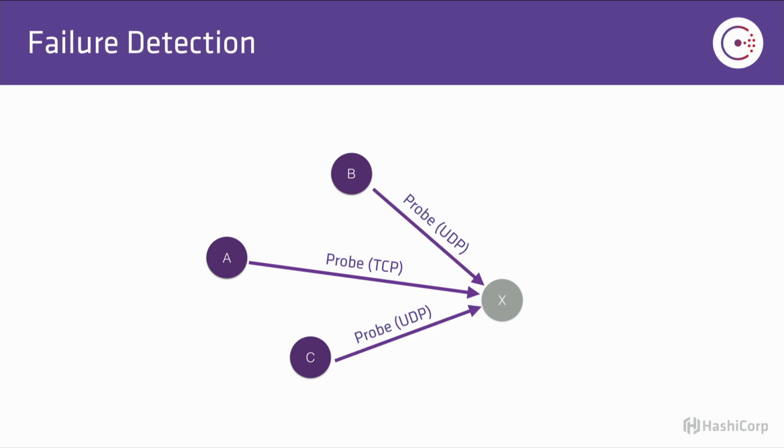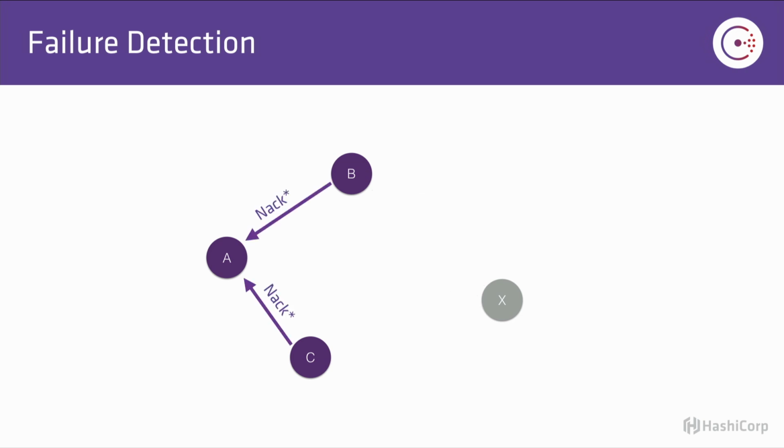So those 2 peers will also send it a probe. And if they don't hear back, they'll send a NAC back to the originator. If X did respond to them, they would have forwarded the ACK back through their path. So it doesn't rely on a direct connection back. It'll go back through those other ones. And the star is there because the NAC is actually new for Consul 0.7, and I'll talk about what that's for here in a sec.